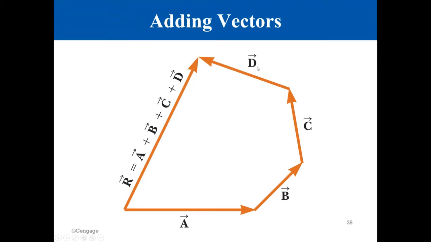In plain English, if you are talking about an object moving along these four displacements, it is the same as if the object moved directly from the start point to the final point along this displacement. Because of that, R is equivalent to A plus B plus C plus D. This is another example about vector additions graphically.